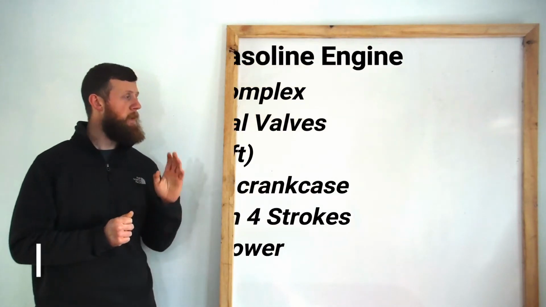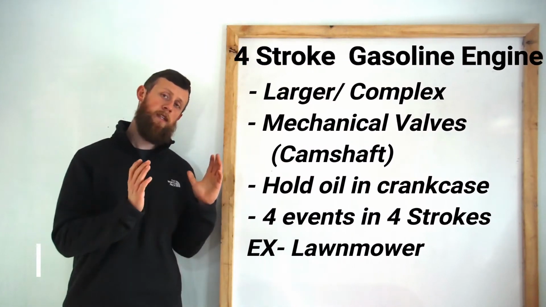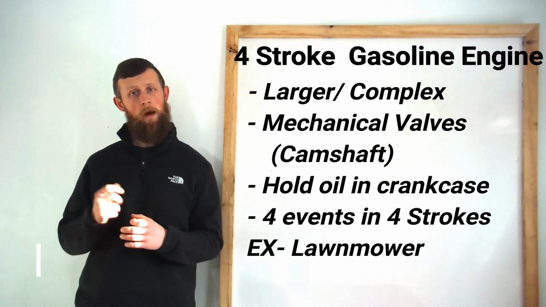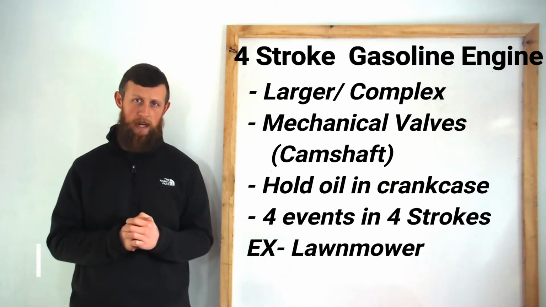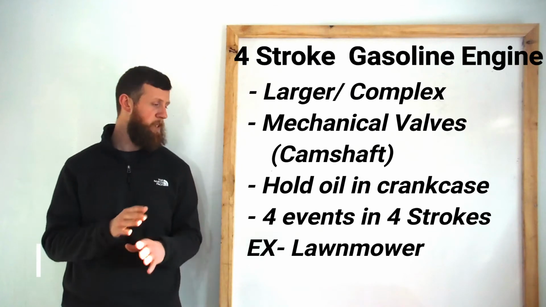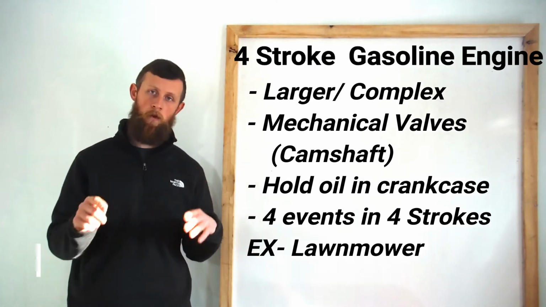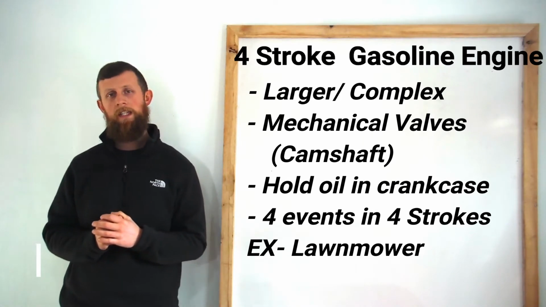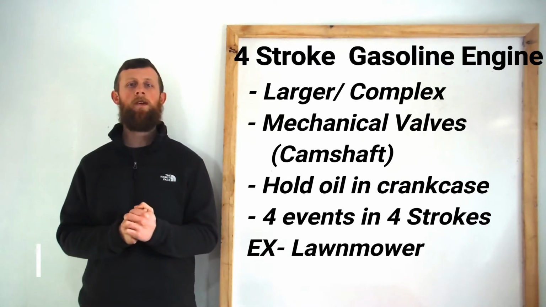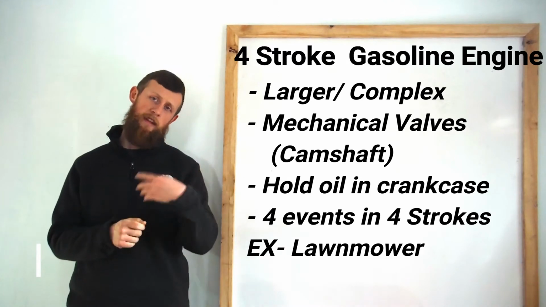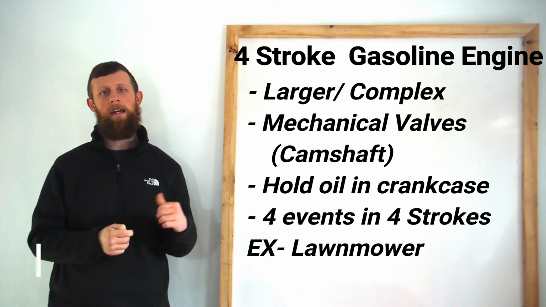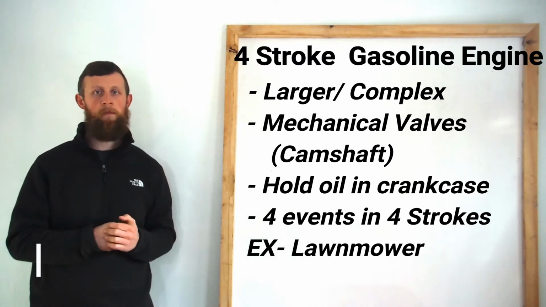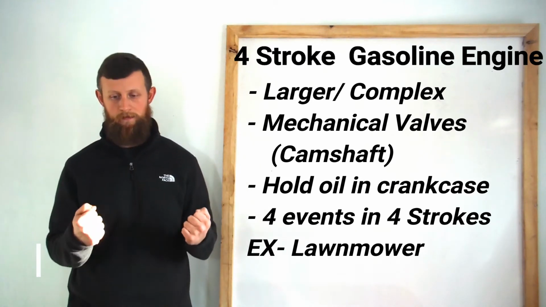Now, let's talk about the four-stroke engines. In comparison to the two-stroke, they're a little bit more complicated. They use mechanical valves, which means they do have a camshaft, and they contain oil inside the crankcase, which means you do not pre-mix the fuel and oil before you run it. A common example of a four-stroke engine is a lawnmower or anything that we've used so far in class. And the other thing we need to backtrack and talk about is that they complete those four events in four strokes, which gives them their name, four-stroke gasoline engine.